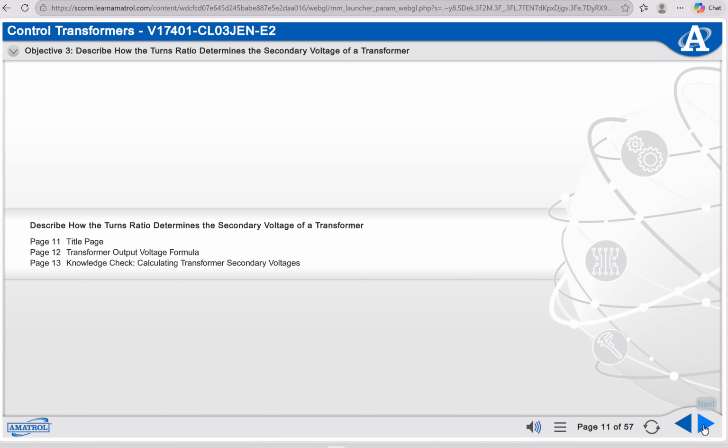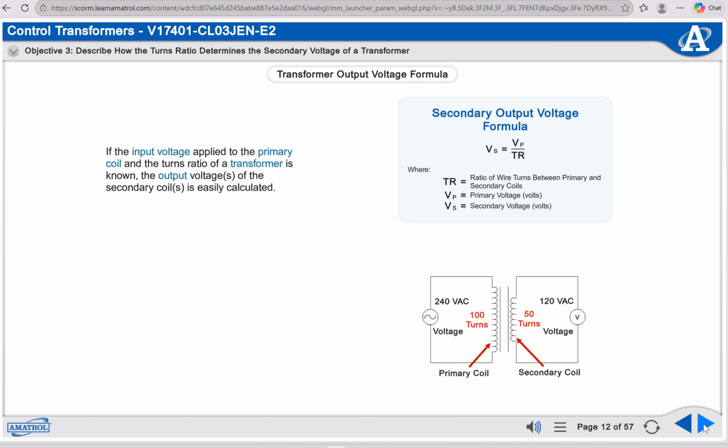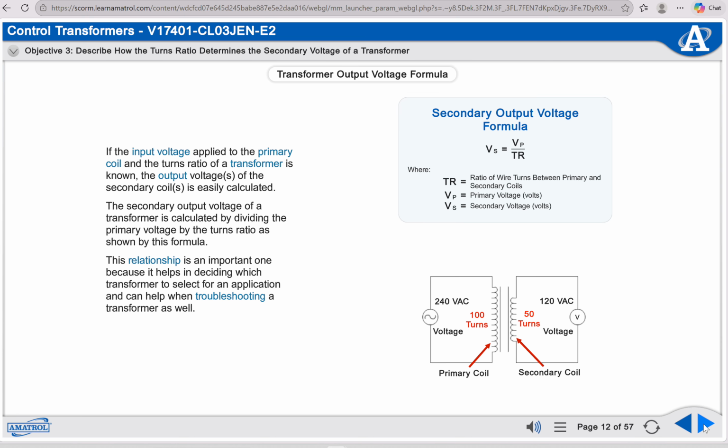Describe how the turns ratio determines the output voltage. If the input voltage applied to the primary coil and the turns ratio of a transformer is known, the output voltage of the secondary coil is easily calculated. The secondary output voltage of a transformer is calculated by dividing the primary voltage by the turns ratio as shown by this formula. This relationship is an important one because it helps in deciding which transformer to select for an application and can help when troubleshooting a transformer as well.